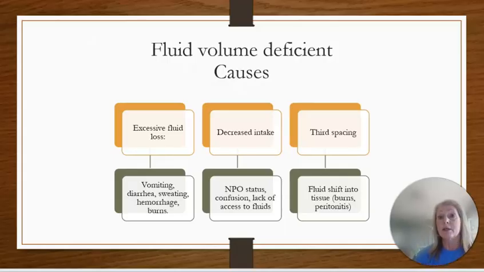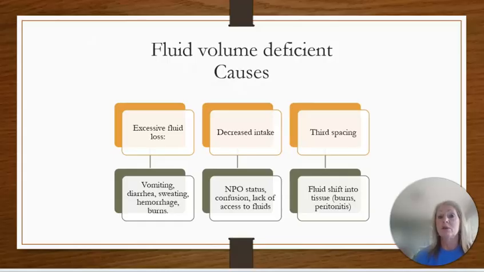Decreased intake. So somebody who's not taking enough. Let's think about somebody who's NPO, somebody that's been in the hospital for 3 days and we haven't given them anything to eat or drink for 3 days because we've been waiting on a test and it keeps getting canceled every day, but we keep our patient NPO. So they're not getting enough fluids. So that's one way. Another way would be somebody that is confused.